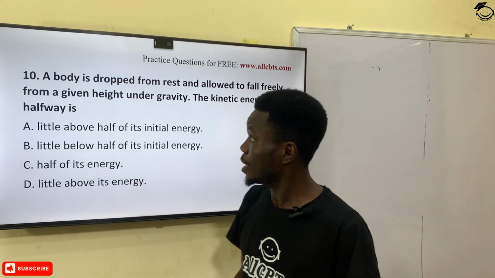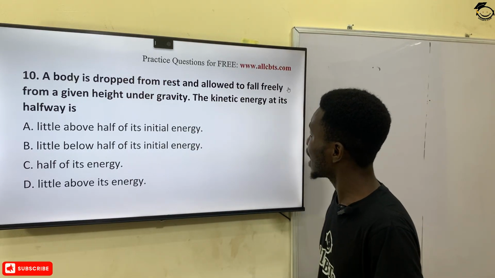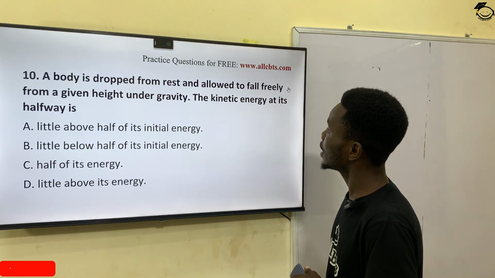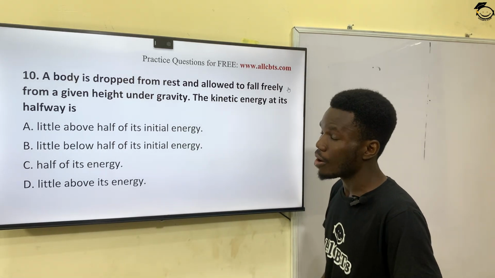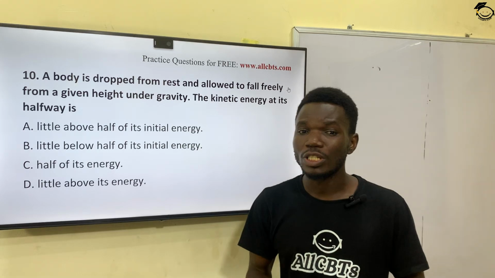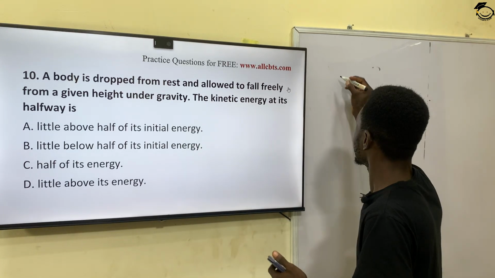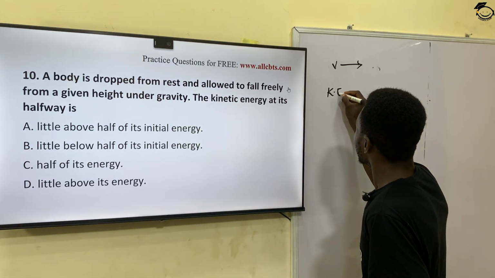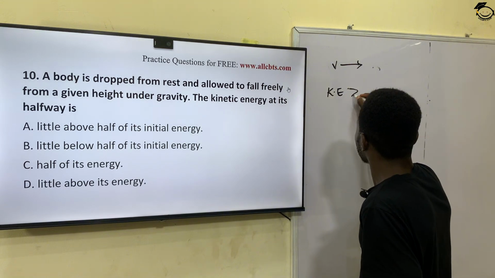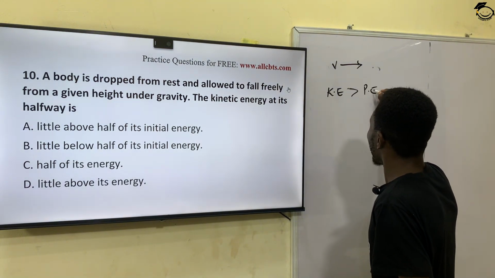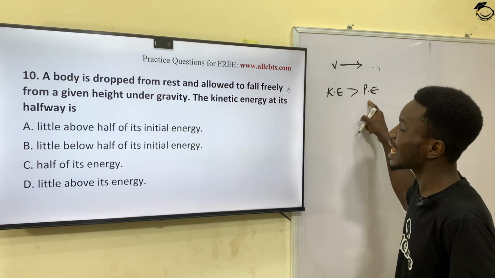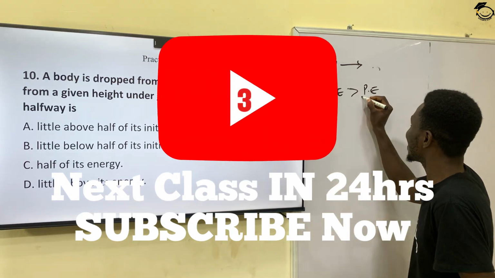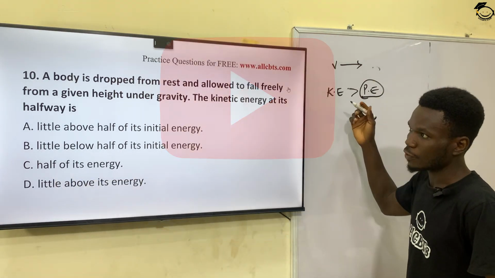So that takes us to question number 10, which says a body is dropped from rest and allowed to fall freely from a given height under gravity. The kinetic energy at its halfway is dash. Now, as the body is falling, there is an increasing velocity. As the velocity continues to increase, at halfway, our KE is greater than our PE. So at halfway, KE is greater than PE, which means that our kinetic energy is a little above its initial energy, because its initial energy is PE, as it is falling from rest.